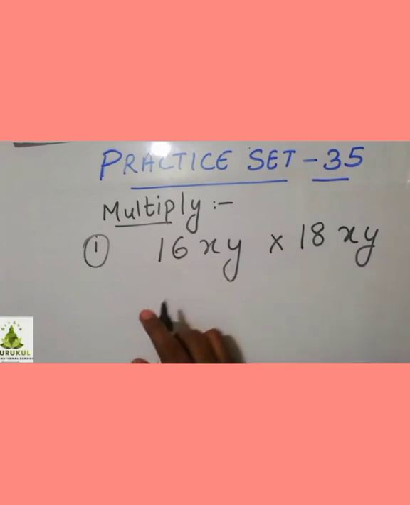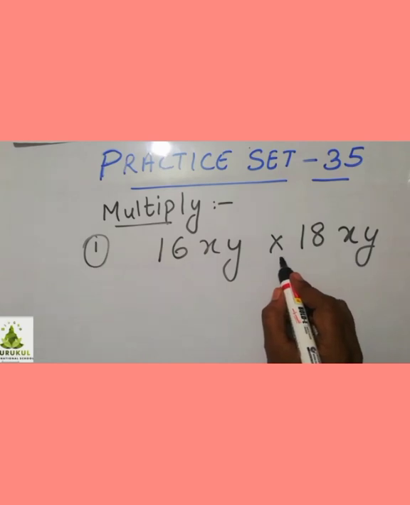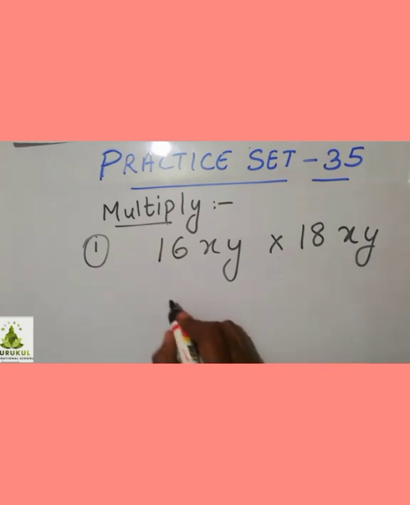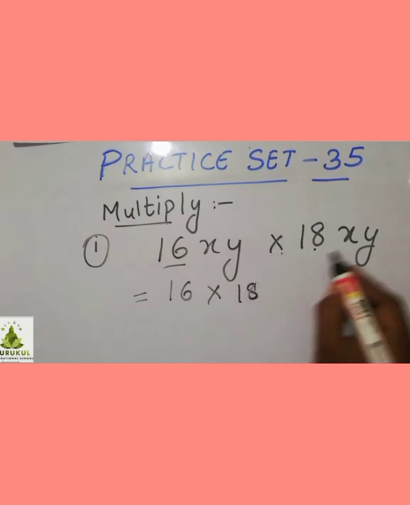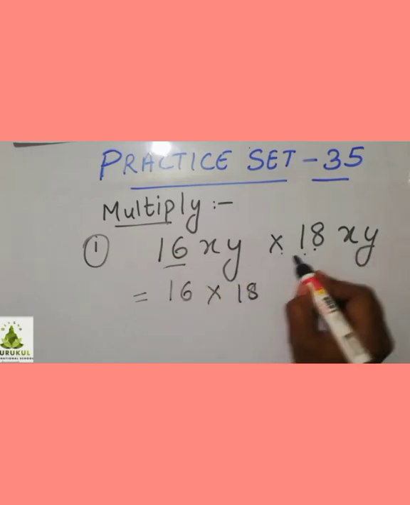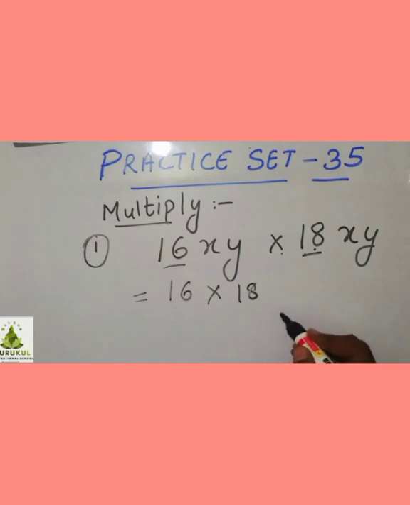Now here monomial by monomial, I have already explained to you how to multiply in the previous video. Now here the first example, from your textbook, is 16xy into 18xy. So what will you do? First you have to multiply the coefficients. What is the first term's coefficient? 16. So 16 into 18. The second term's coefficient is 18. So you will multiply the coefficients first. Is that clear to you?